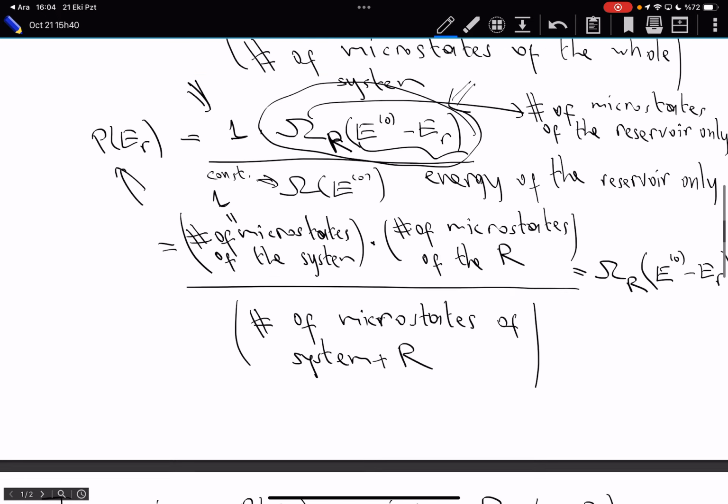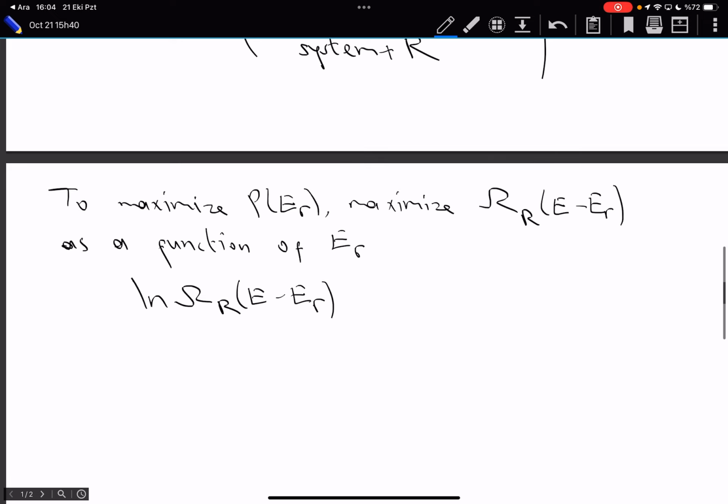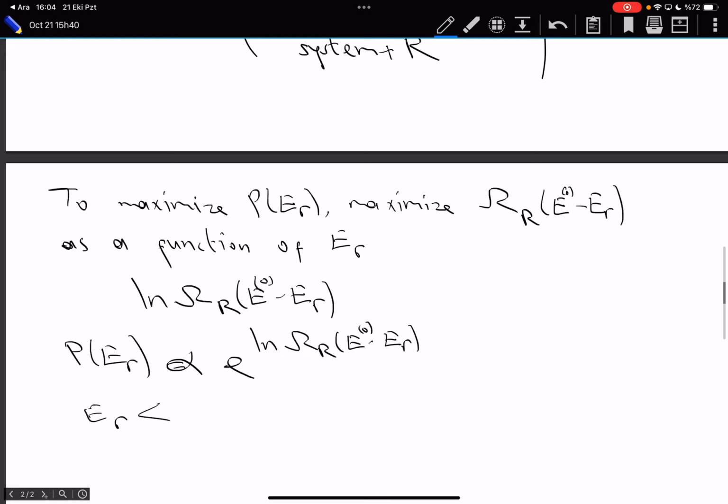Or, even, let's forget about the maximization. P of ER is basically proportional to e to the power of the logarithm of omega R of E0 minus ER. Because the reservoir is huge, E of R is much, much less than E0. So I will make a Taylor expansion of the logarithm rather than omega itself.